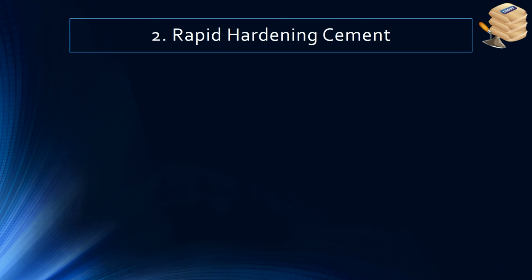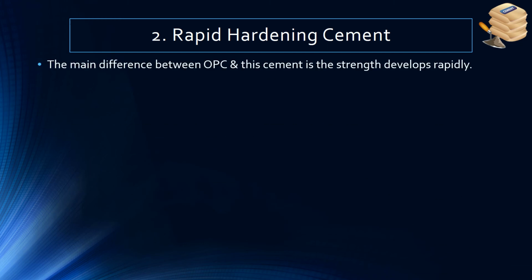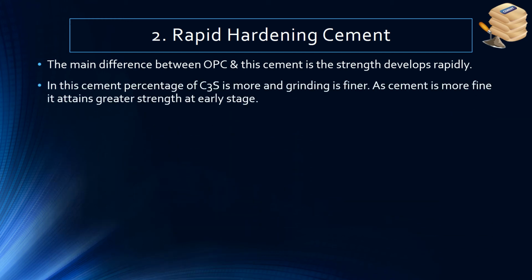Then, second type of cement is rapid hardening cement. The main difference between OPC and this cement is that strength develops rapidly. As compared to OPC, RHC has a higher rate of heat of hydration, so its strength gaining rate is more. In this cement, the percentage of C3S is more and grinding is finer. As cement is finer, it attains greater strength at early stage.